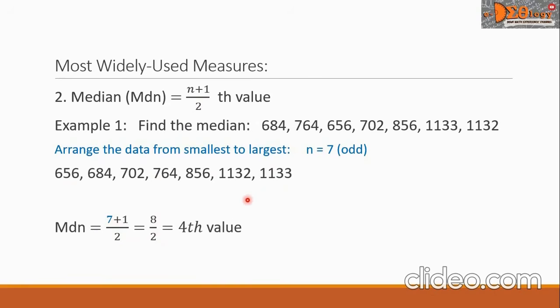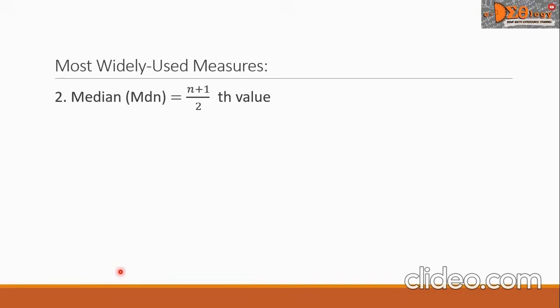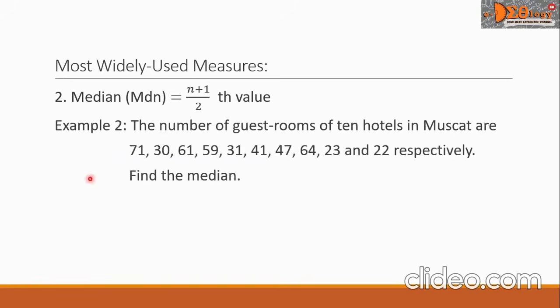So finding the fourth value, this is the first, second, third, and the fourth. The 764, that is the median. This is our final answer. Let us have example 2.